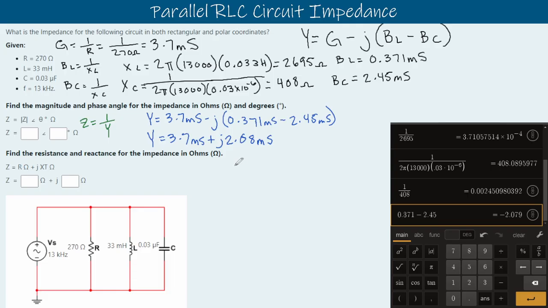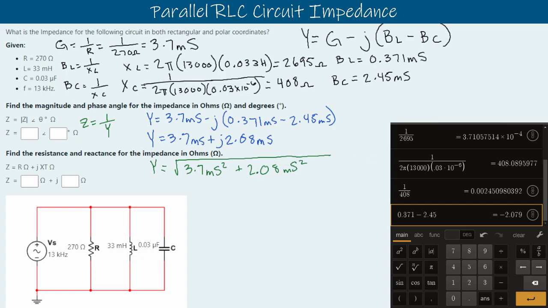So that's our next step, is to convert Y into polar form so that we can take the reciprocal of it. So polar form is that square root equation. So we'll say that our Y is also equal to the square root of our A squared plus B squared, A being 3.7 millisiemens squared, plus B, which is the 2.08 millisiemens squared.